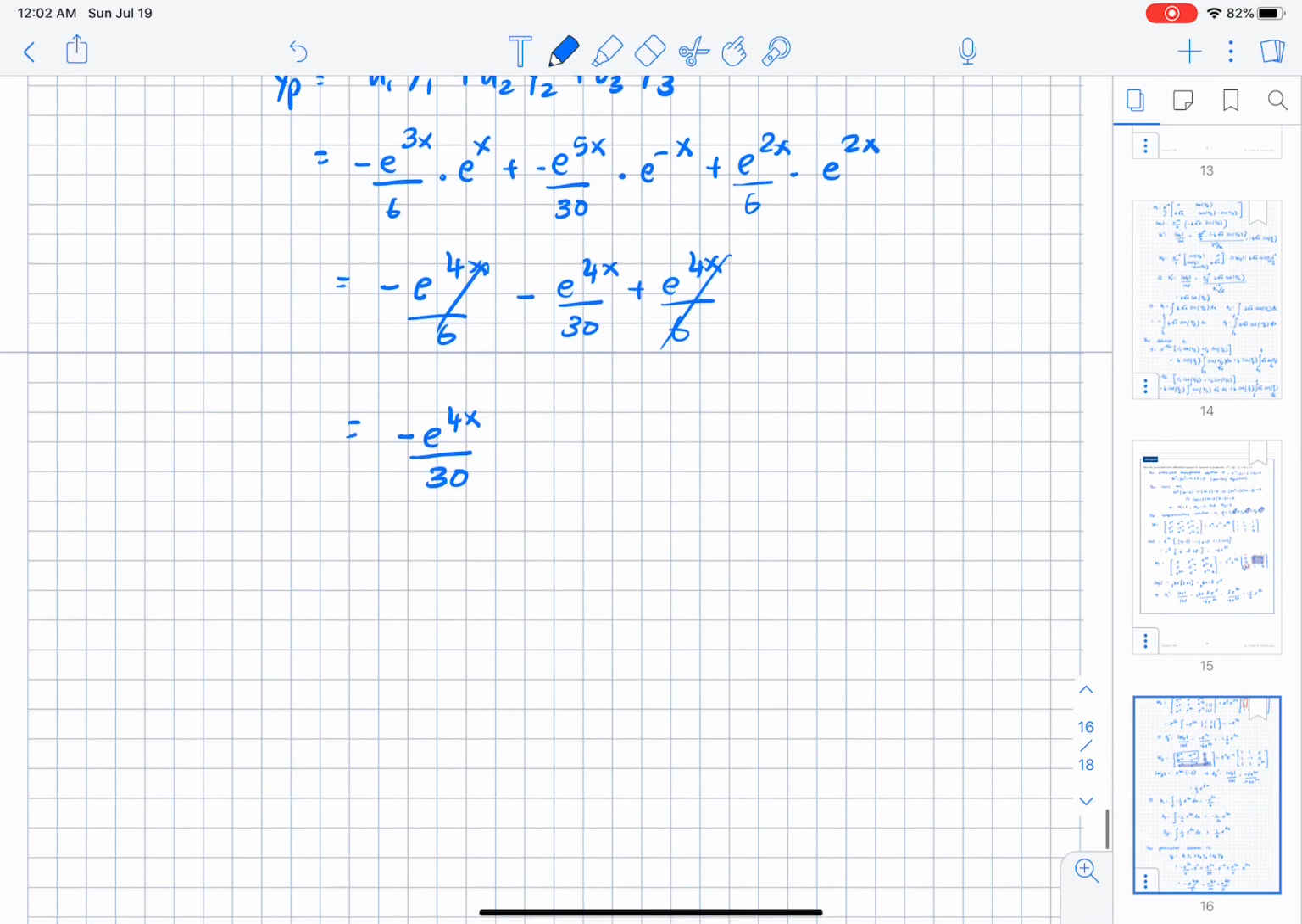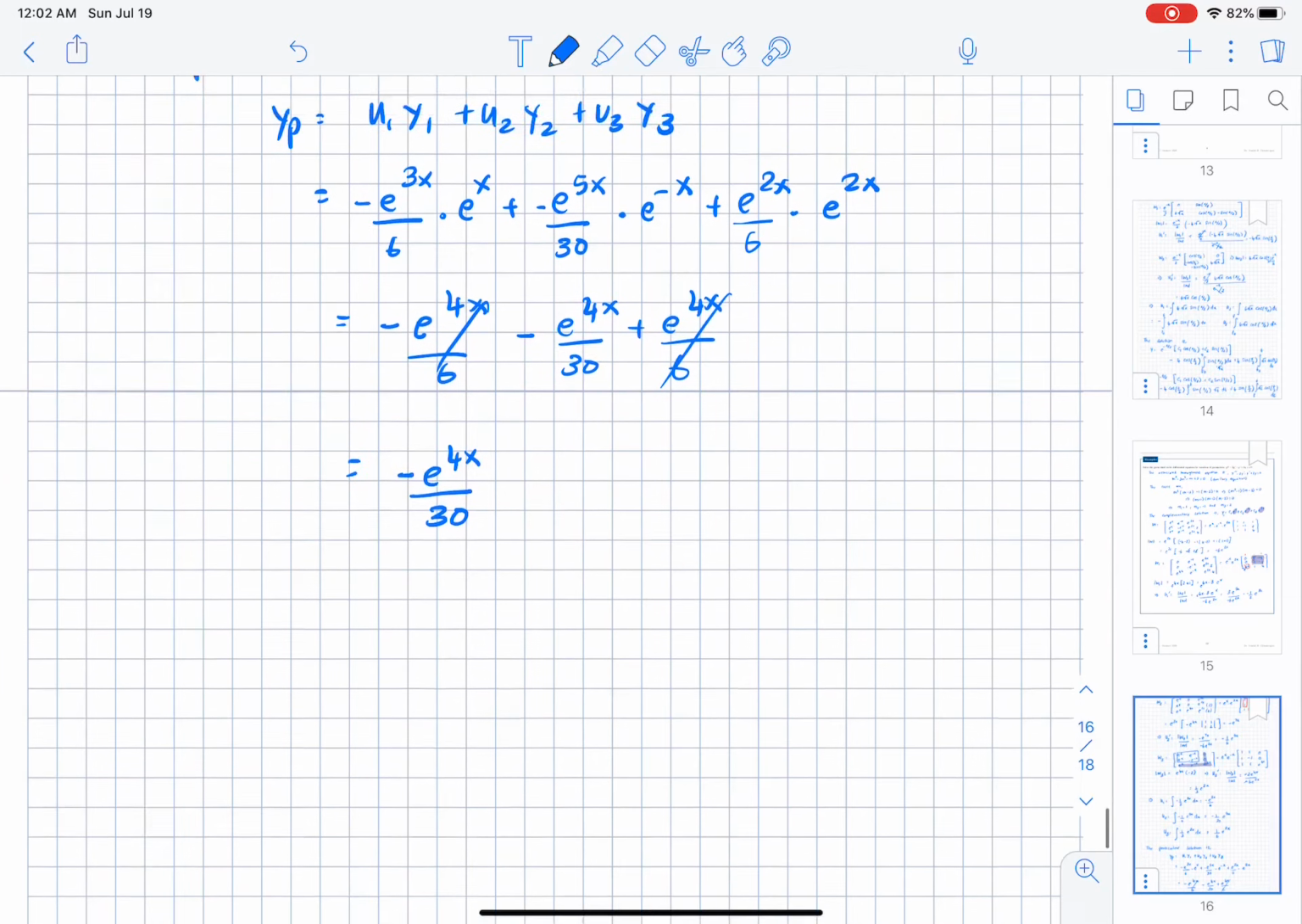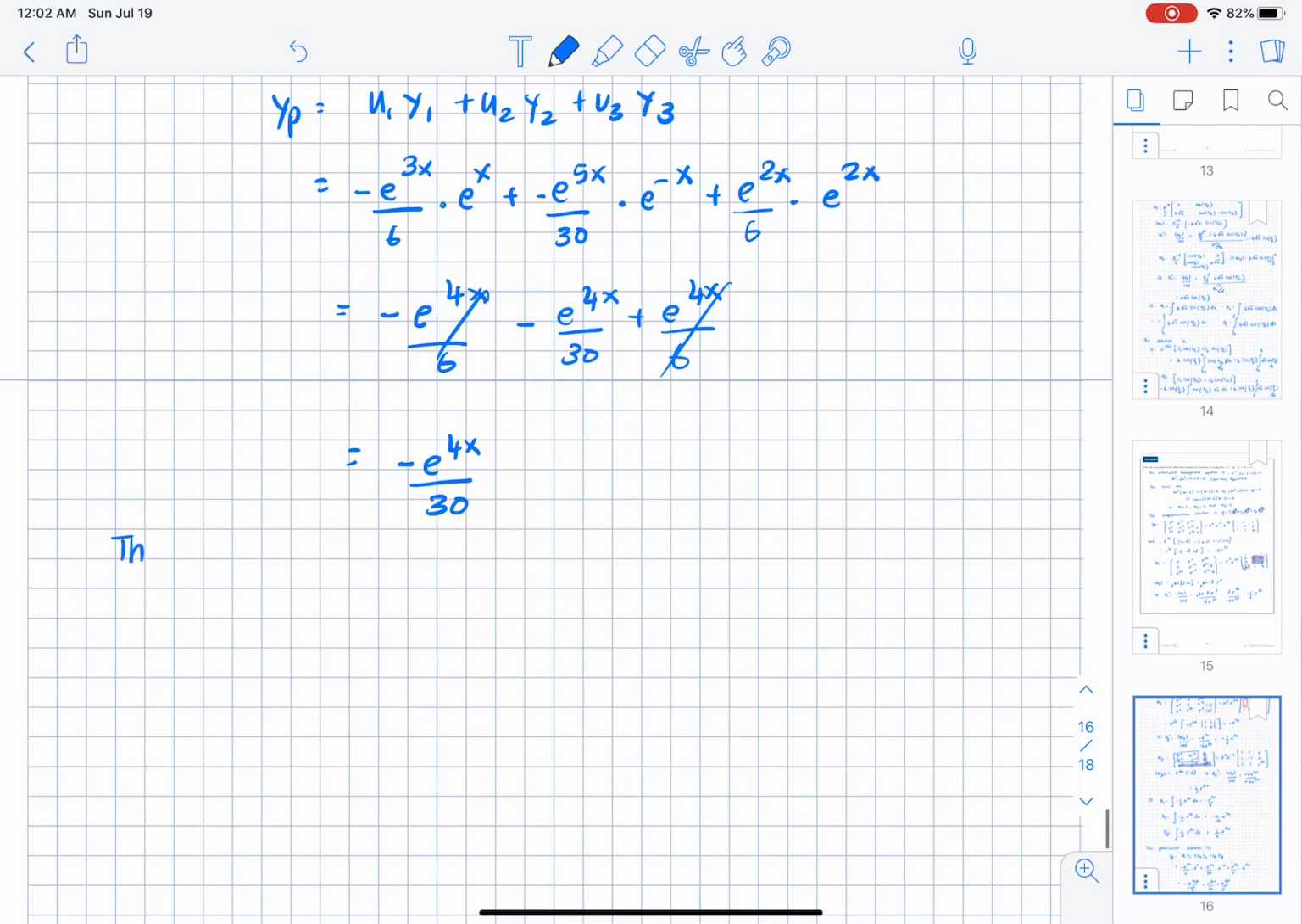And if we combine them all, the complementary solution and the particular, y equals c1 e raised x, c2 e raised minus x, c3 e raised 2x minus e raised 4x over 30. And that would be the final answer.